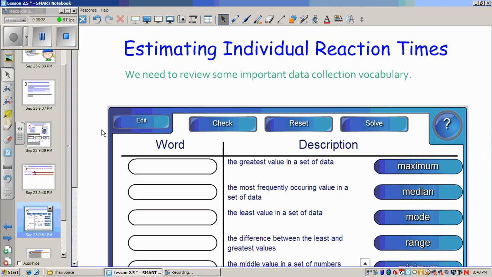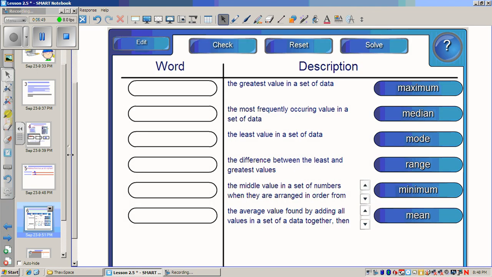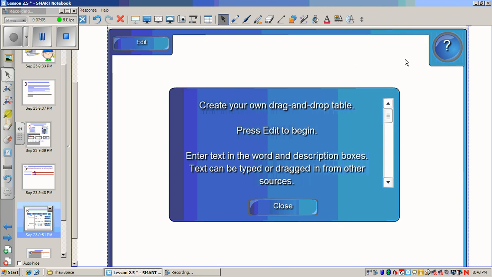All right, we need to do a little bit of reviewing of some terms because this is estimating our reaction time. It says we need to review some important data collection and vocabulary. So our words are maximum, median, mode, range, minimum and mean. The greatest value in a set of data. What is the greatest value in a set of data? I hope you say it is maximum.